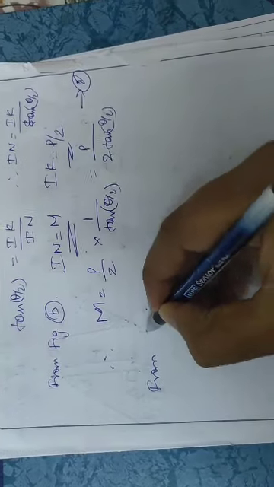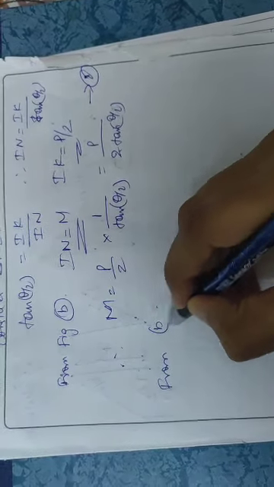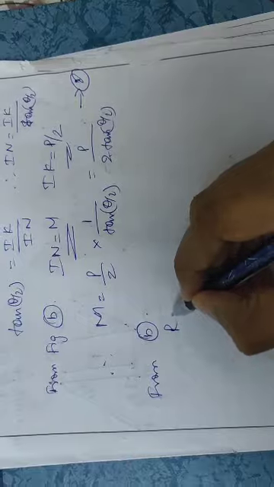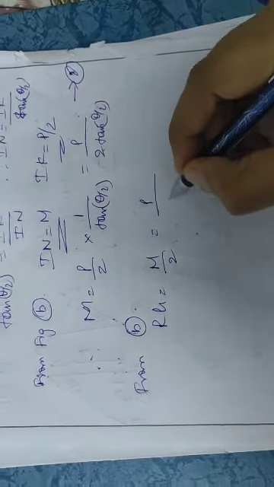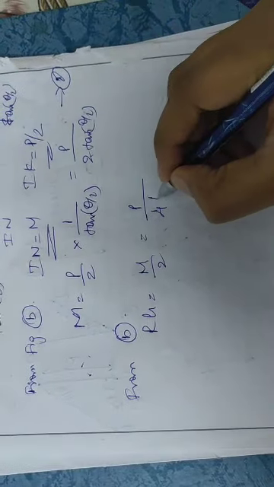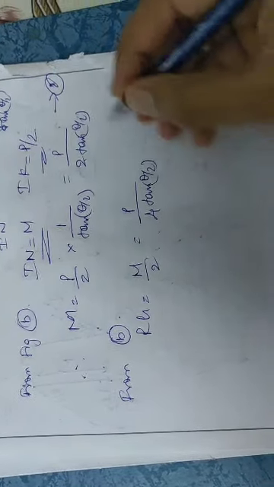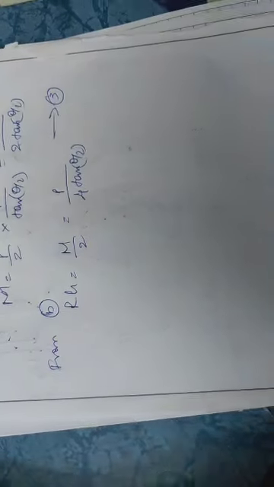So from the figure B, again RG is equal to what? M by 2, that is equal to P divided by 4 tan theta by 2. Call this as equation number 3.